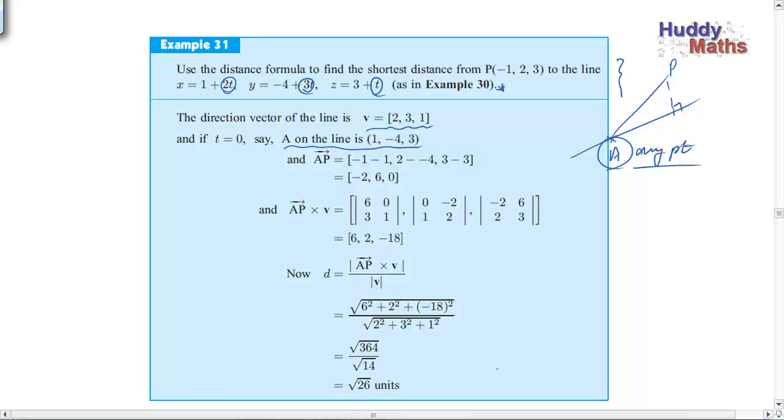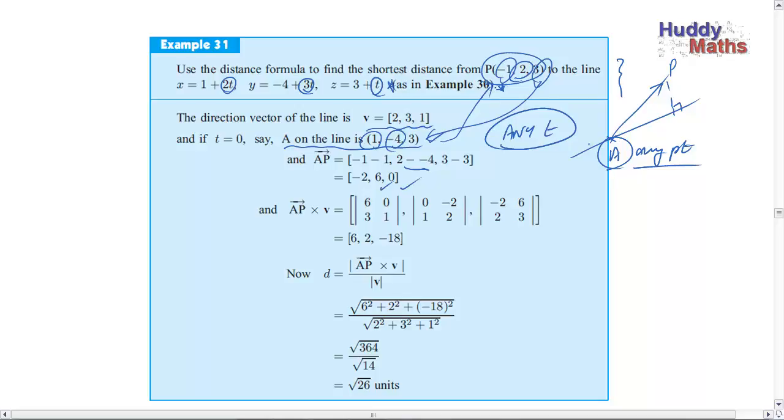Any point on the line. So let's sub t is 0 to get a simple point. So if you sub t is 0 back in here, you get 1, neg 4, 3. So we're going to then generate our vector AP. So it's from this point here to P. So it's neg 1, take 1, so neg 1, take 1, 2, take neg 4. Okay, there it is there. So it's going to give us negative by negative is a positive, and 3 take 3 is 0. Please note you can choose any t here to specify any point A on the line.